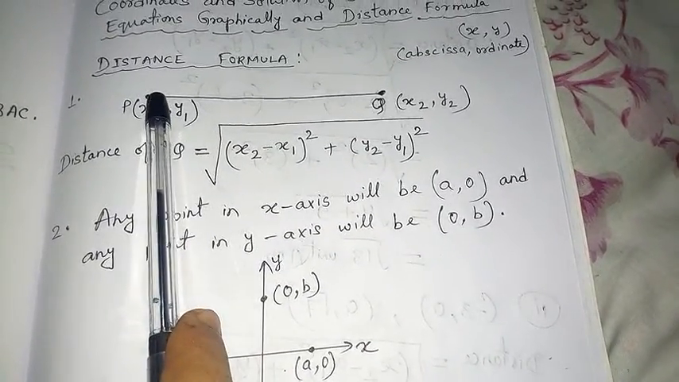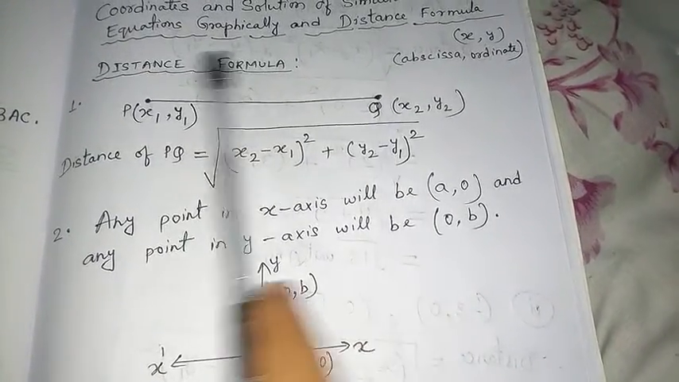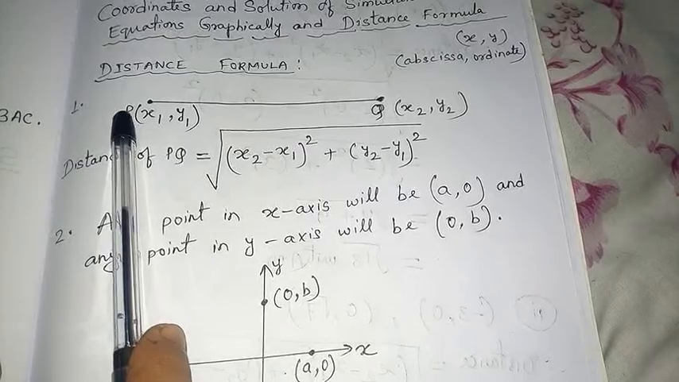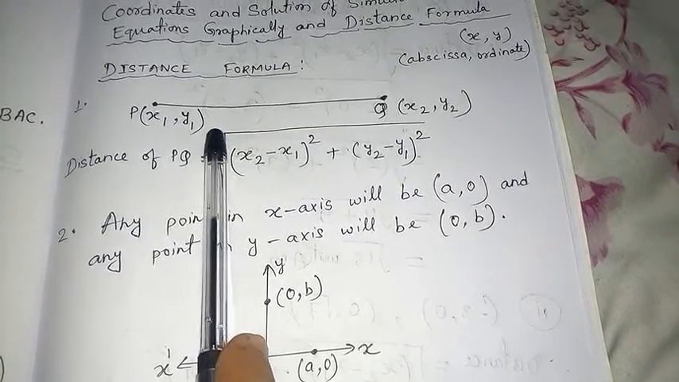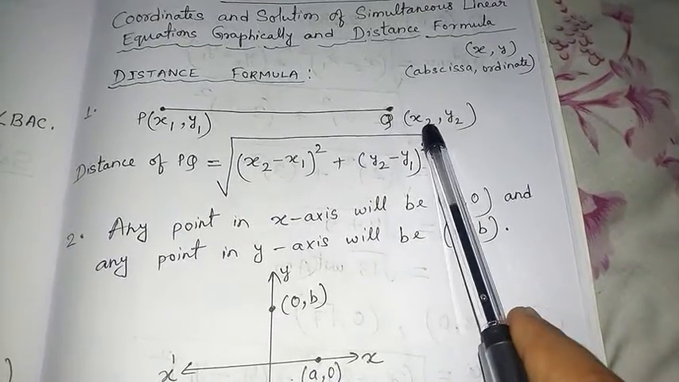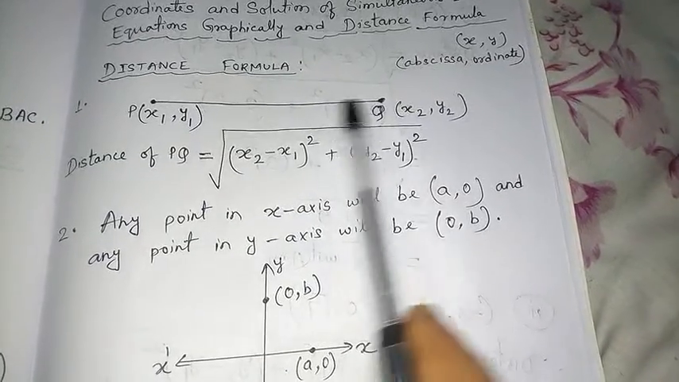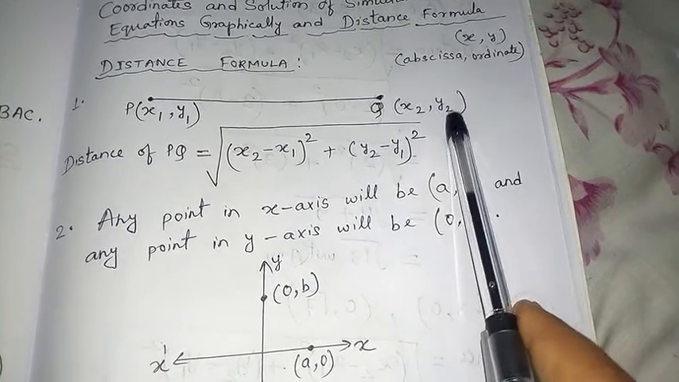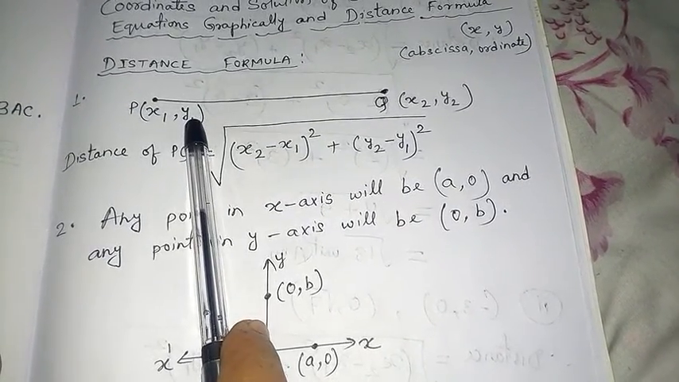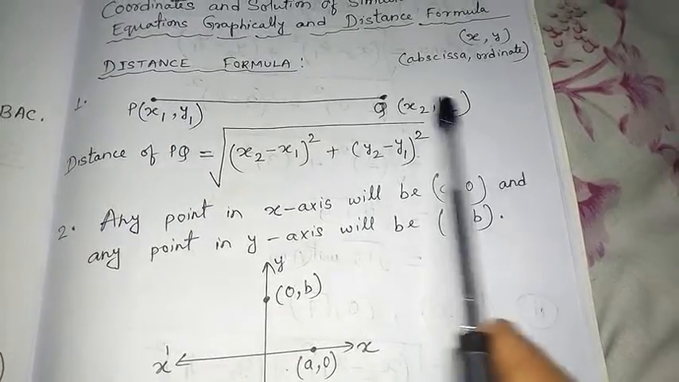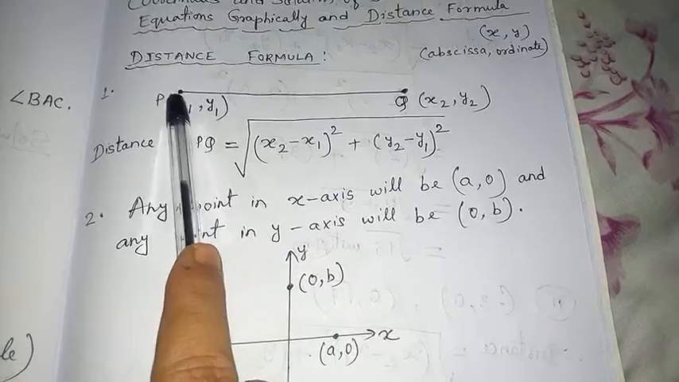Suppose there is a line segment PQ, where point P has the coordinates x1, y1 and point Q has the coordinates x2, y2. Let me repeat: the first one is called abscissa, the second one is called ordinate. This is x1, y1, this is x2, y2. Now the question is to find the distance between P and Q.